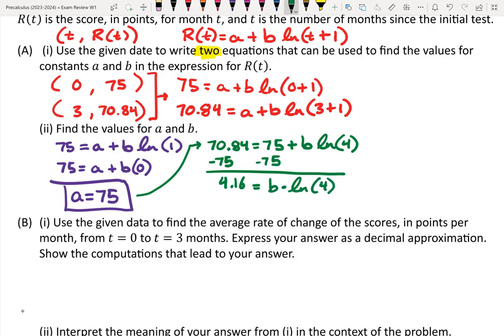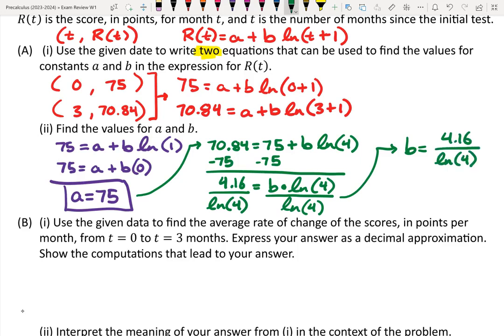And then what would we want to do to get b by itself? I'd still leave it as it is. Yeah, just to be safe. It's dividing because we're multiplying. So divide by the natural log of 4. Because remember, I can plug all that into my calculator. So I have b equals 4.16 divided by natural log of 4, and that's what I would plug into my calculator.